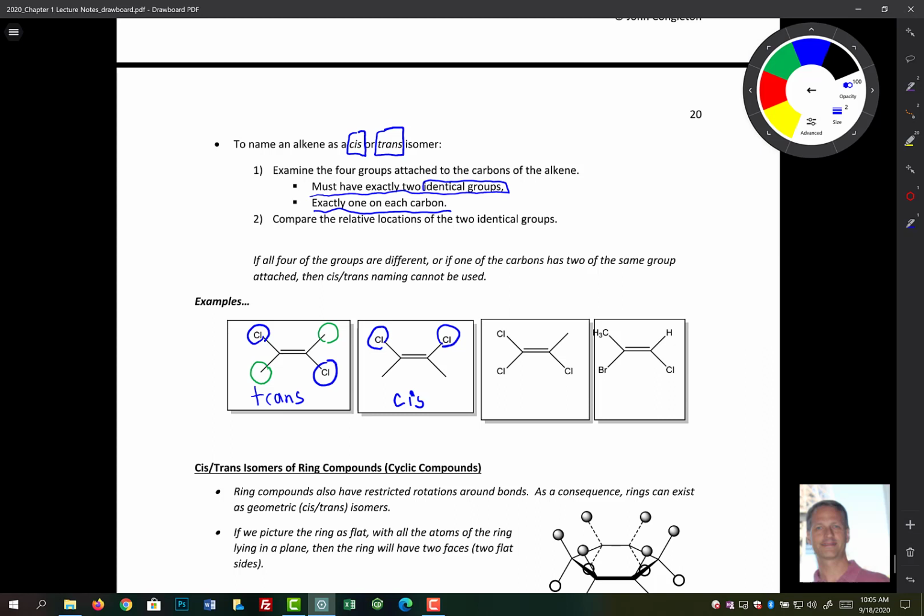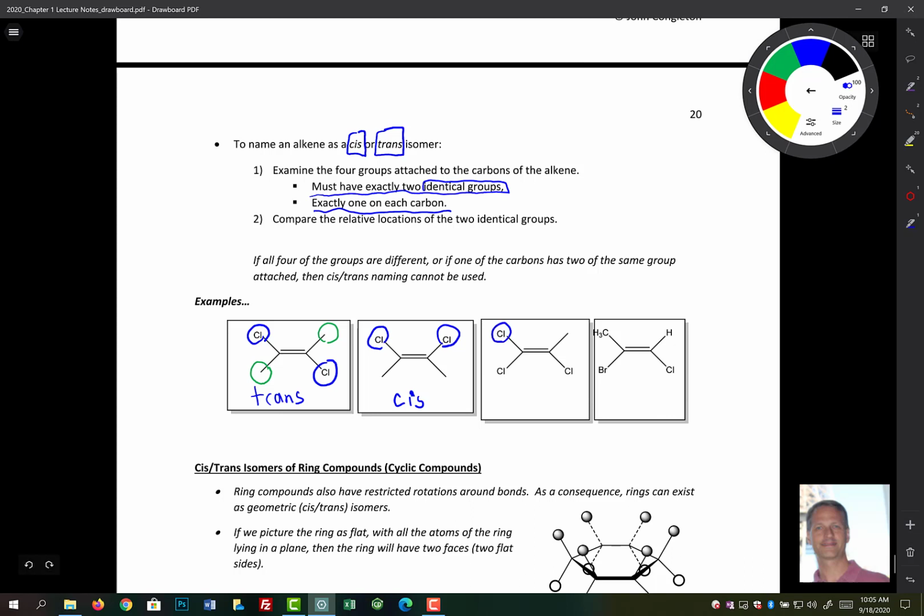And what we would say is it's going to be cis or trans, the same name. So this cis and trans is a little indicator that we put in front of the name to indicate where the two groups that are identical are located, same side or opposite side. If we look at this next example, let's see, can we use it?